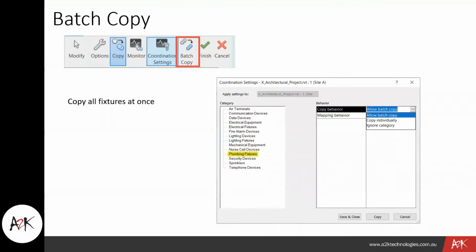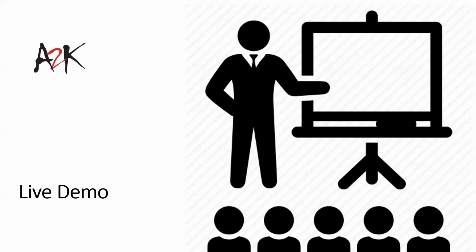There is also the ability to do a batch copy as well, so I want to demonstrate a little bit of that as well. And it's all, you'll see, in the coordination settings dialog box. You have these settings around the copying behavior and the mapping behavior. So we'll run through this quickly today, and we'll just have a look at some examples of how it works. Okay. All right. So let's jump right into Revit.